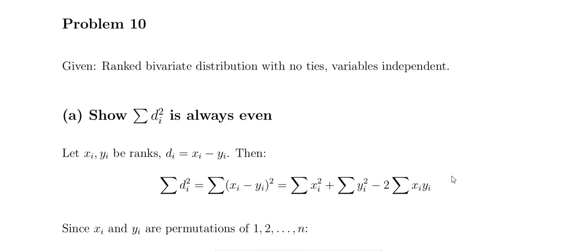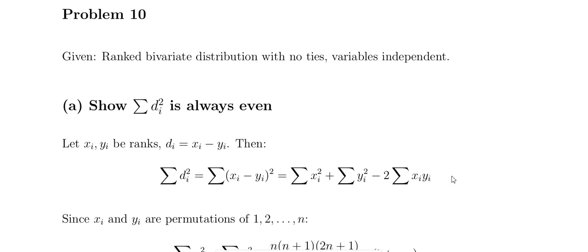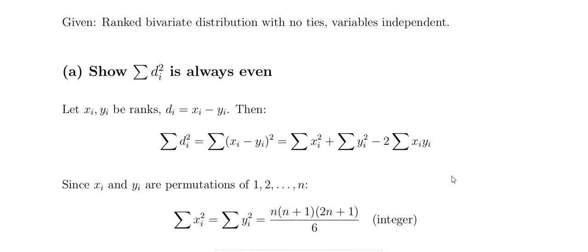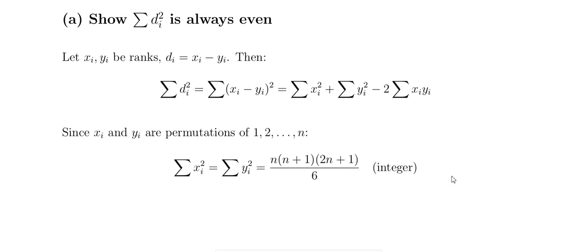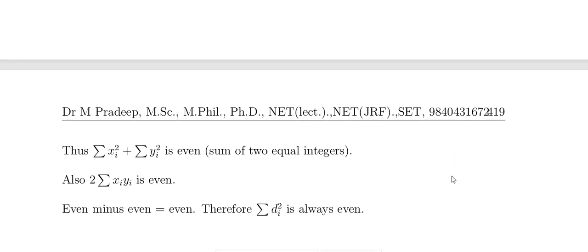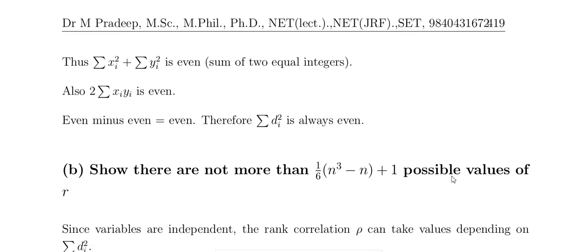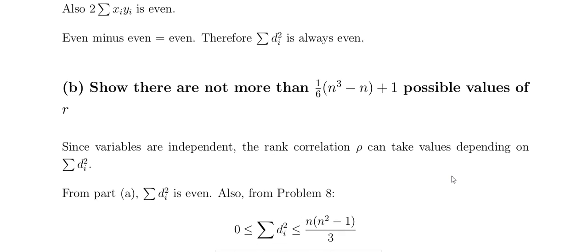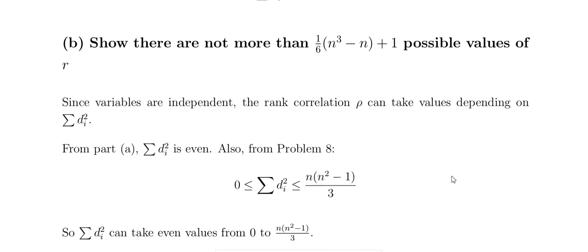And the ranked bivariate distributions with no ties. So summation di square is always even. Summation di square is always even. That is, and not more than 1 by 6 into n cube minus n plus 1. So the possible values of the rank correlation coefficient.